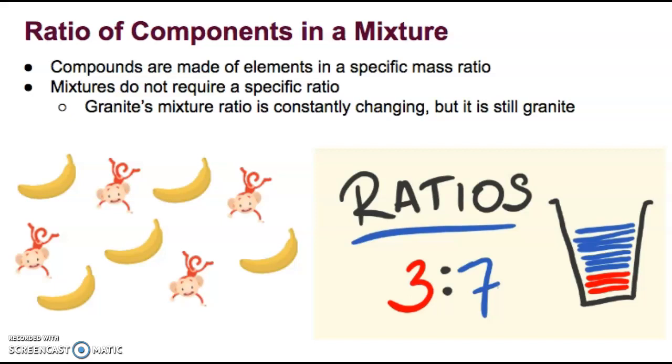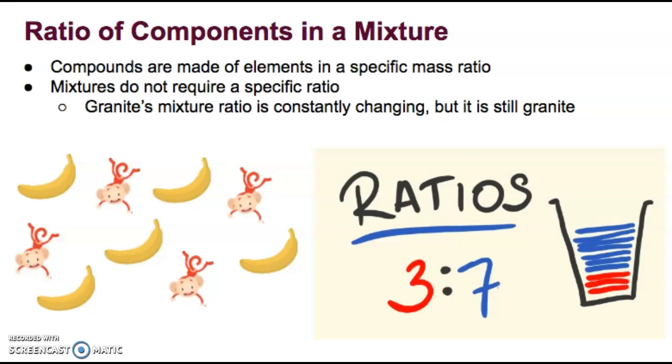Unlike pure substances, unlike compounds, mixtures don't exist in a set ratio. So you might have a mixture of trail mix with 2 cups of Rice Krispie Treat cereal and 2 cups of M&Ms and a cup of pecans because you don't like pecans as much. That's totally okay in a mixture. You don't have to have the same amount of everything.